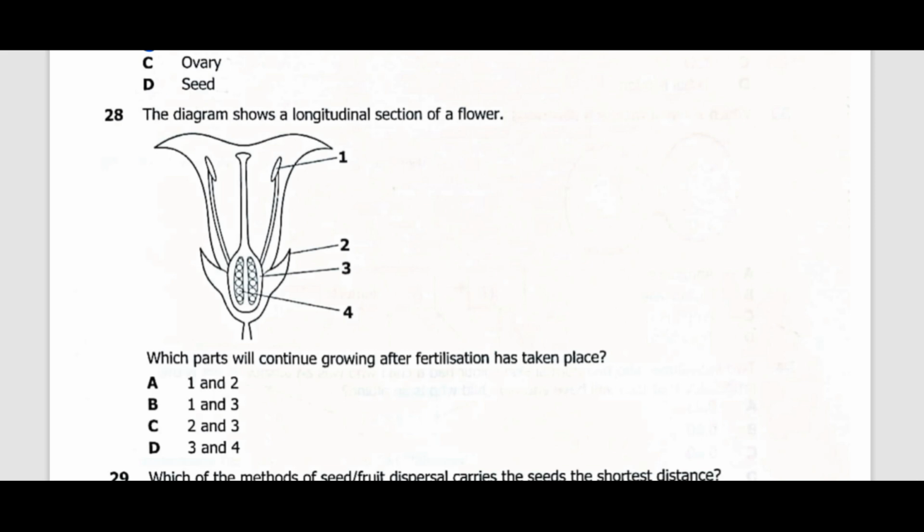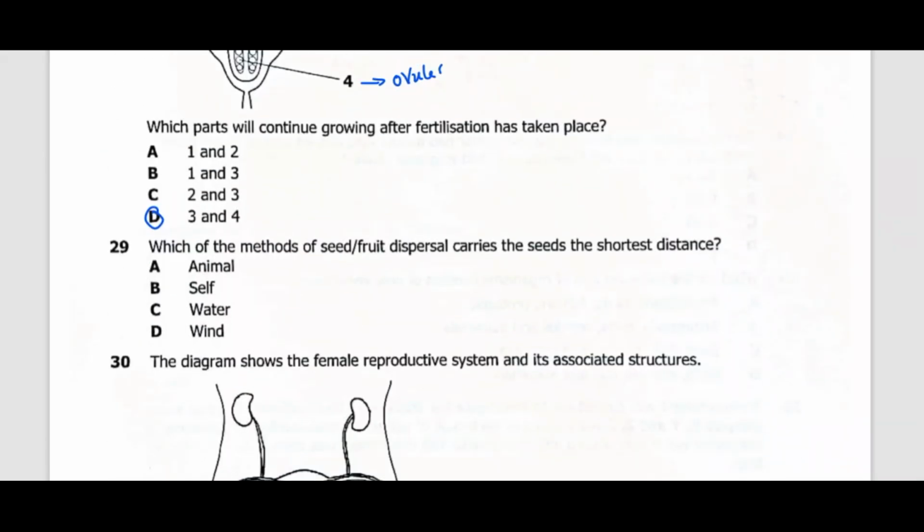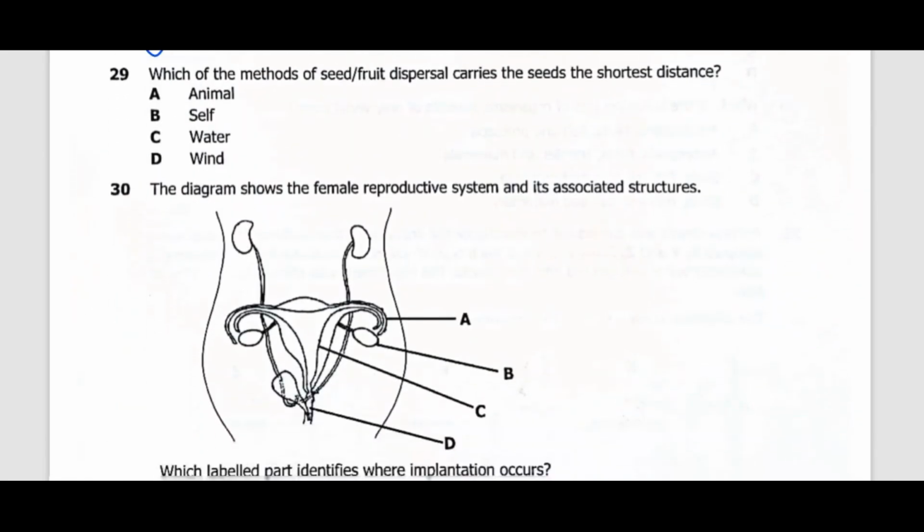Which parts will continue growing after fertilization has taken place? So the ovule and the ovary will continue. So 3 is the ovary. Then 4, these are ovules. So these two will continue. So the answer is D, 3 and 4.